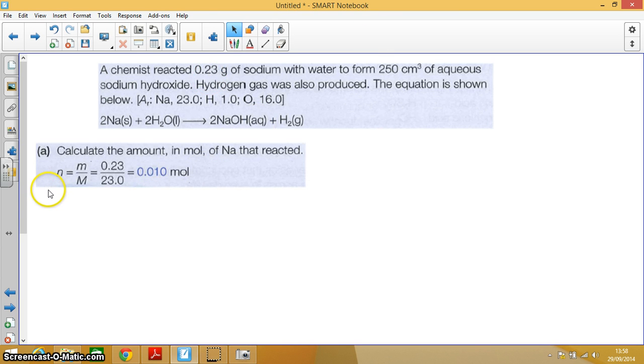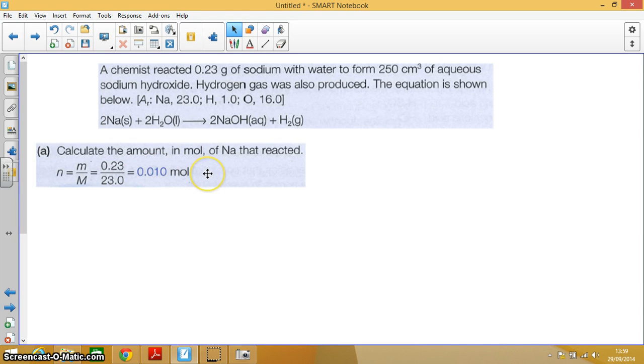Using our general formula for moles, number of moles equals mass over molar mass, we need to find out the number of mole of sodium that's reacting. And actually they made it easy for us, because we've got 0.23 grams of sodium, so that's our mass of sodium, and our molar mass of sodium is straightforward, 23 from the periodic table. So the number of moles is 0.23 divided by 23, which gives us 0.01 mole of sodium.